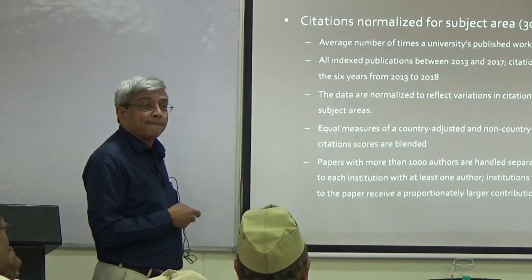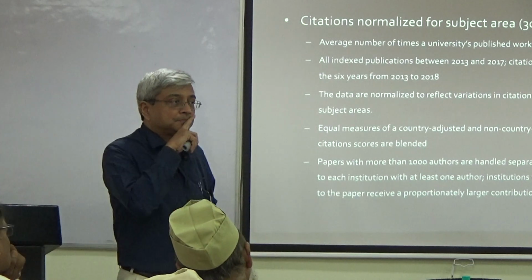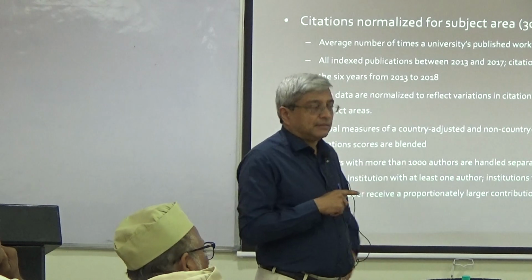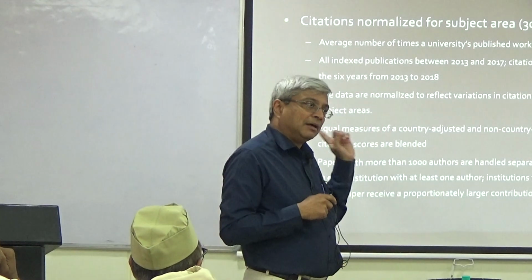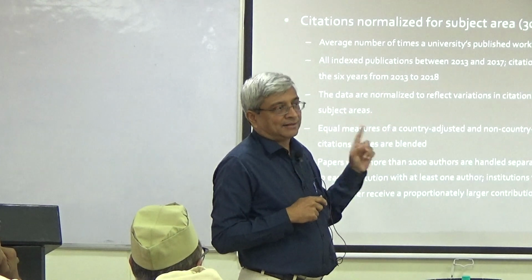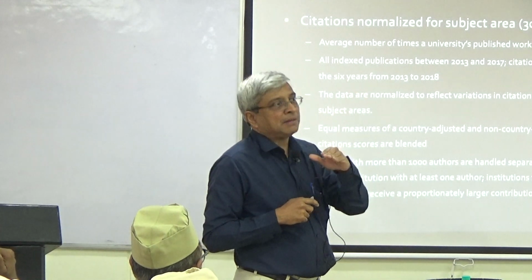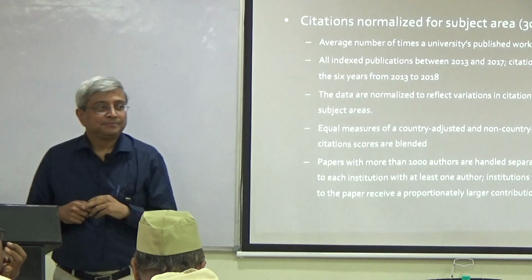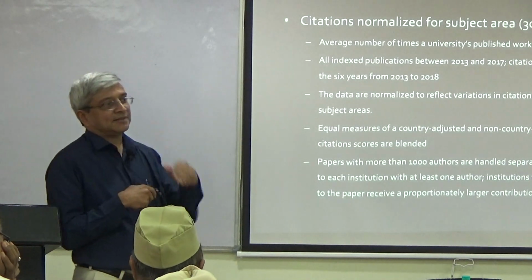So what will happen, sir, if one university has more publications and the same citations, another university has fewer publications and the same citations? That's where this metric is better. So if you have more citations and the same per papers, your impact will be more. Your ranking will be more, because it's normalized to the number of papers.